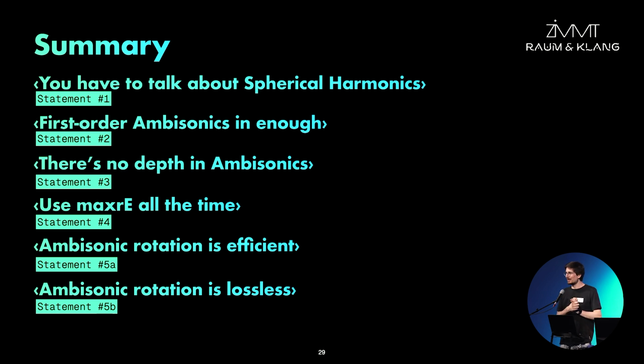Use max rE all the time. Please, if you have a loudspeaker system, play around with that setting and test it out if you maybe can have a better experience with max rE turned off. Unfortunately, yesterday I didn't have enough time to test it here, but it would be quite interesting to pan a single source around and switch between max rE weighting, none, or even in-phase to just get a sensation of what happens with that. Ambisonic rotation is efficient?